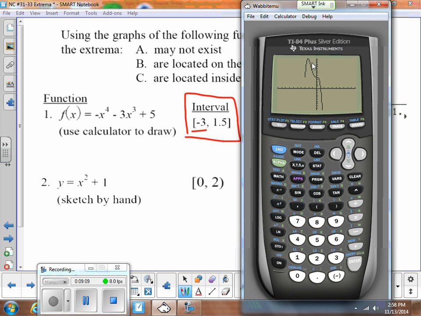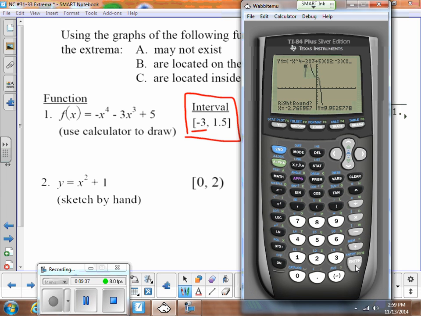So where is the highest point on this graph? It's up here. How do I find it? If you remember from your algebra classes, second trace, maximum, number 4. Now move your cursor over to that maximum point, which is somewhere up here. It tells me to go to the left. Well, the left of that point is this piece. So I just need to move anywhere on that left side. So I'm going to go up to here.